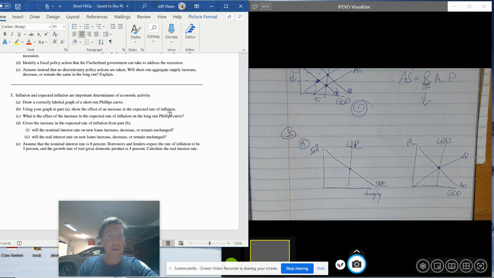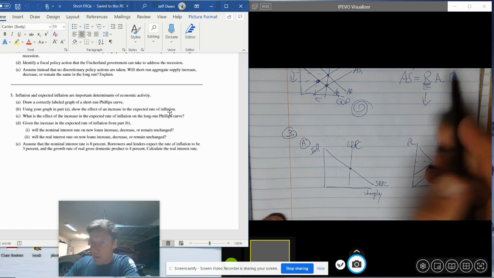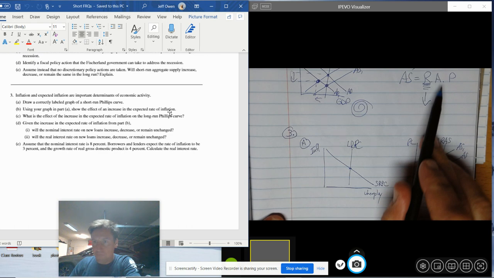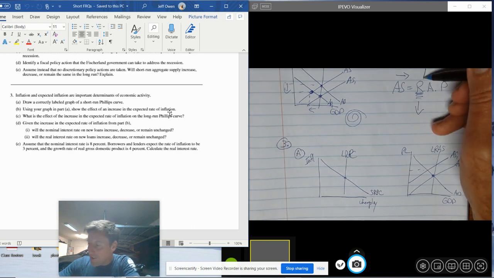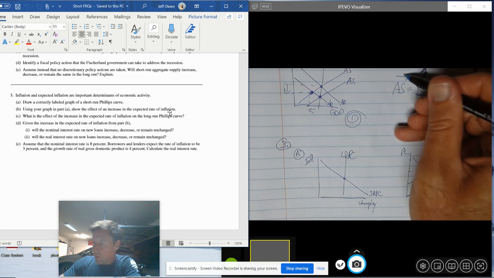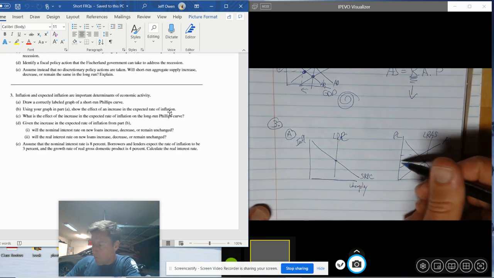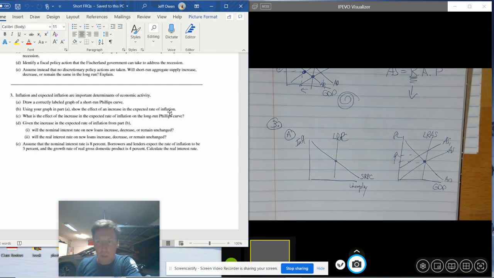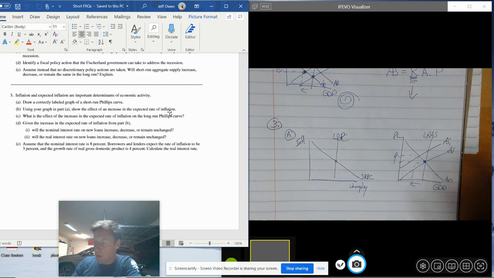So if I'm expecting inflation, I'm going to ask for higher wages. What's that going to do to my aggregate supply? It's going to decrease it, right? If my wages go up, I'm a resource. I'm labor. So in that case, resource prices went up. Aggregate supply is now going to go the opposite direction. So if we're going to evaluate here, we're going to increase our price level and we're going to decrease our output from our equilibrium point.